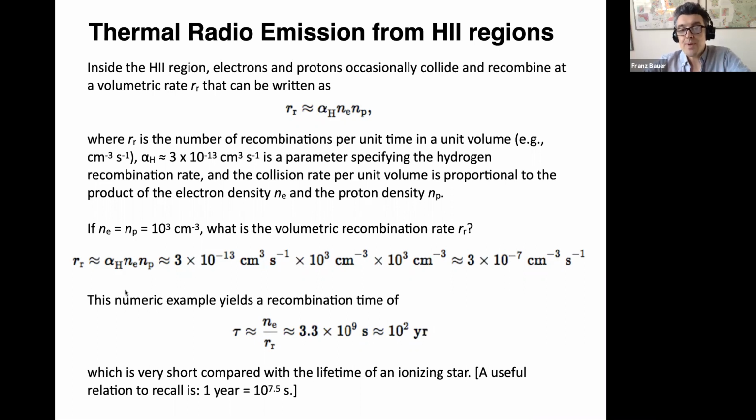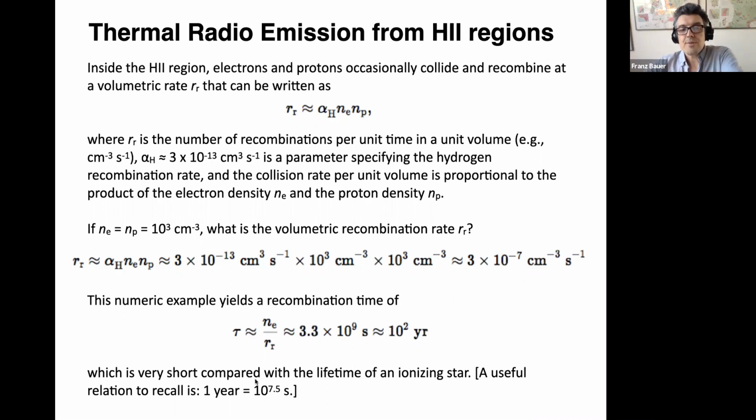We can then estimate what the recombination time scale is, and that's just going to be the number density of electrons divided by this recombination rate. And so the 1 over centimeter cubed here will divide out, and we just have a time. This occurs in about a few times 10 to the 9 seconds, which is about 100 years. And so typically you can set up an equilibrium state in a relatively rapid amount of time.